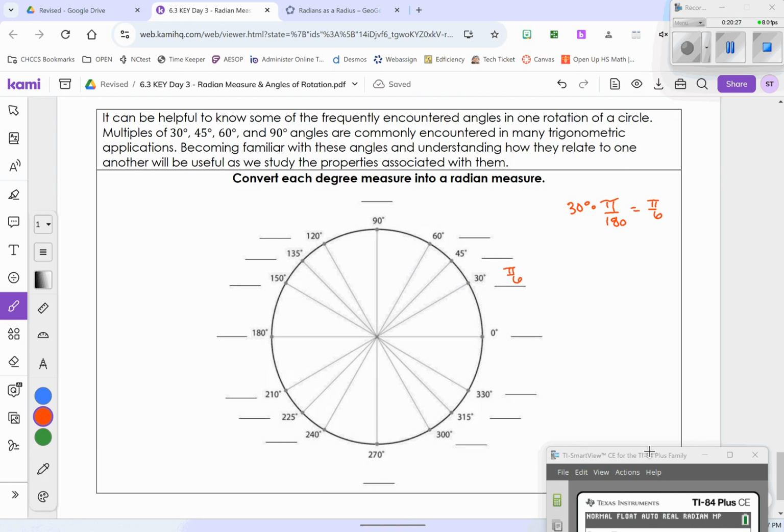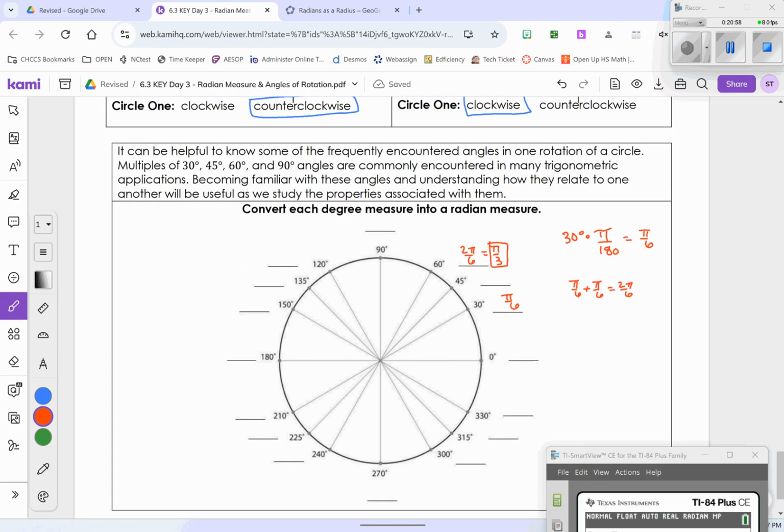When you're done, unpause the video and check your work, and we'll talk about some tricks. So if this is pi over 6, just like you can count with 30 around your circle, so if this is 30 degrees and another 30 degrees is 60 degrees, well, you can do the same thing with radians. Pi over 6 plus pi over 6 is 2 pi over 6 when you have a common denominator. But of course that reduces, so I wouldn't actually write 2 pi over 6. I would write that this is equal to pi over 3. So you should have gotten pi over 3 for that one.